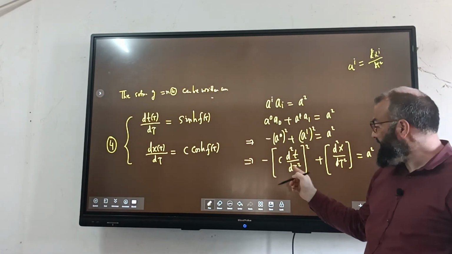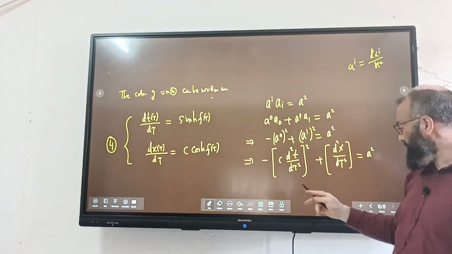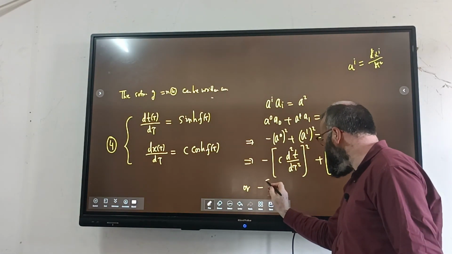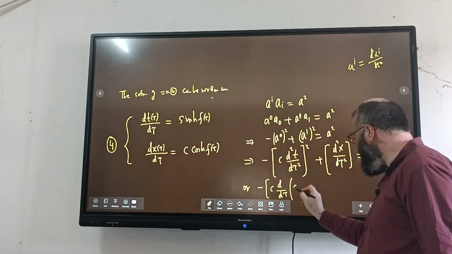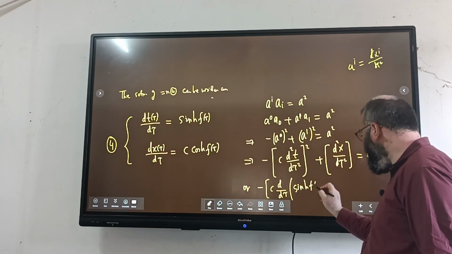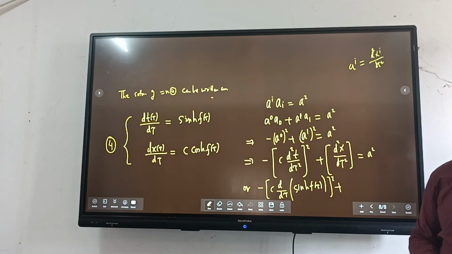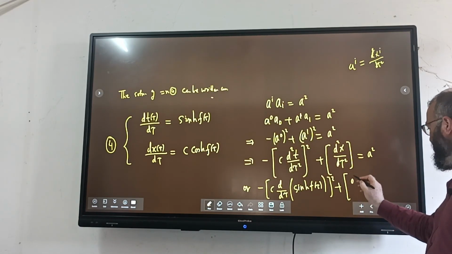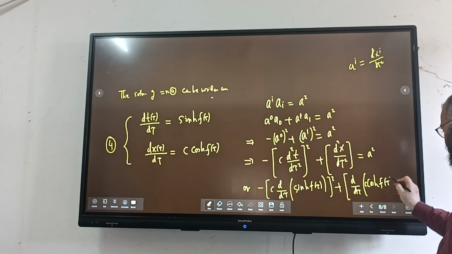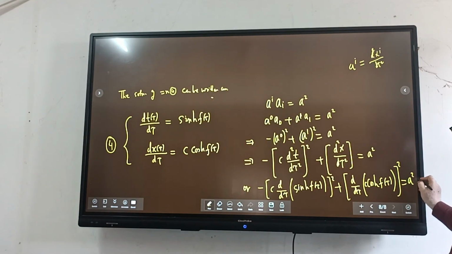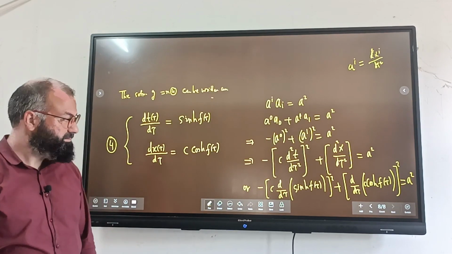Now I know the first derivative of t, so let me write it like this. It is minus c times d by d tau of sine hyperbolic f of tau, the first derivative I know by that very solution, plus d by d tau of c times cos hyperbolic f of tau, whole square is equal to a square. Clear? What I have done is use the equation.